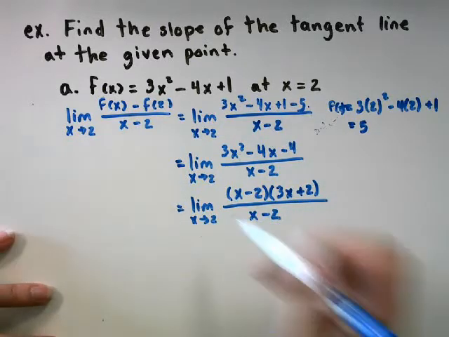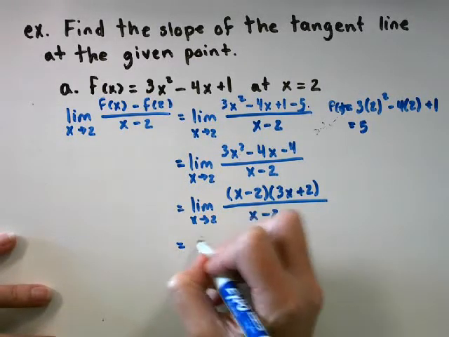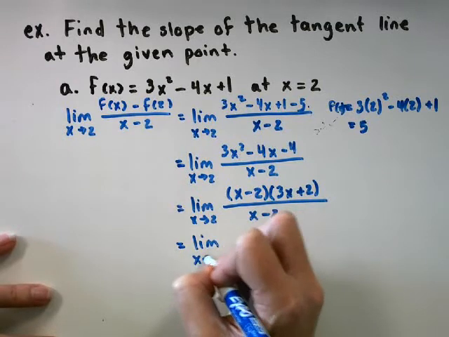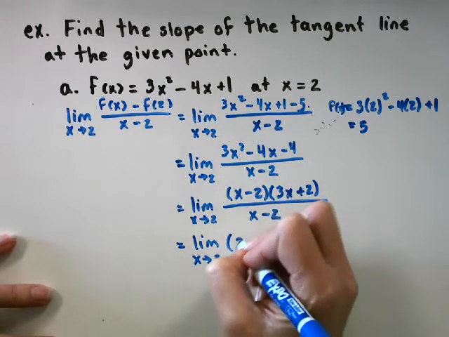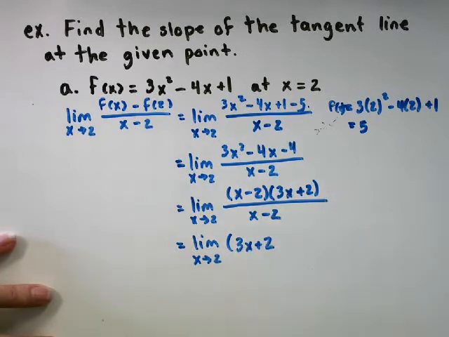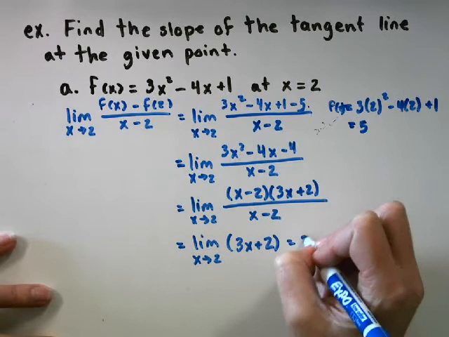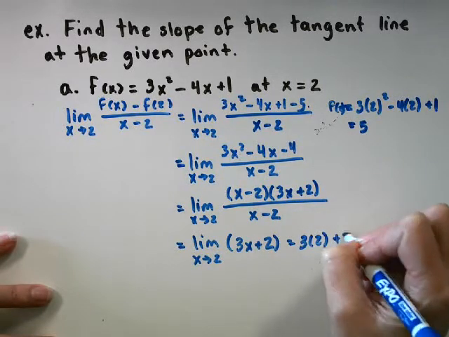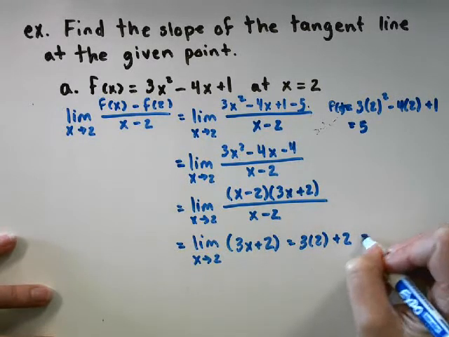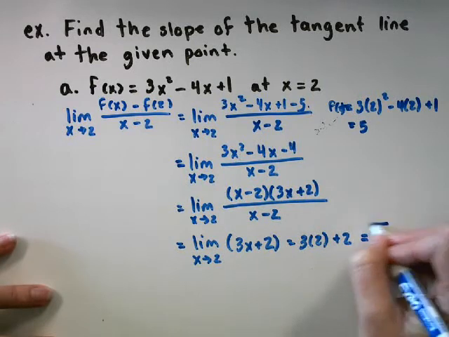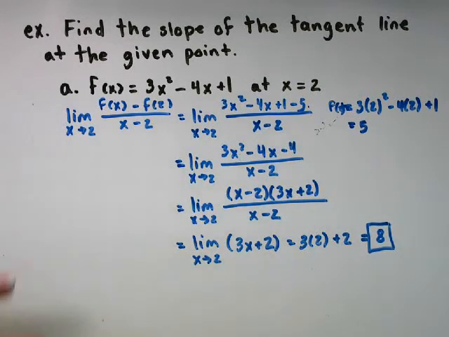The x minus 2's cancel, so we're just left with the limit as x goes to 2 of 3x plus 2. Plug in 2. So my slope is 6 plus 2, or 8. So on this parabola, when x is equal to 2, the slope at that single point is 8.